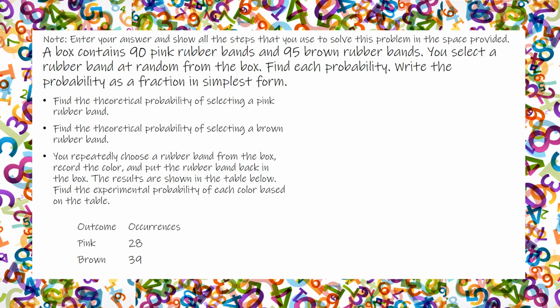Okay, a box contains 90 pink rubber bands and 95 brown rubber bands. You select a rubber band at random from the box. Find each probability and write the probability as a fraction in simplest form. So the first question says, find the theoretical probability of selecting a pink rubber band. So pink, we know there were 90 pink. I'm just going to put a P there. Out of how many total? Well, there was 90 and 95. So that's a total of 185.